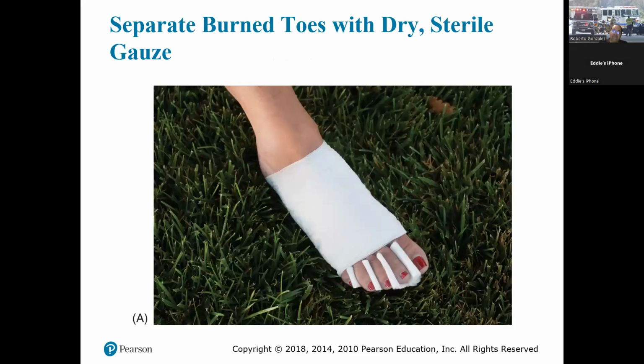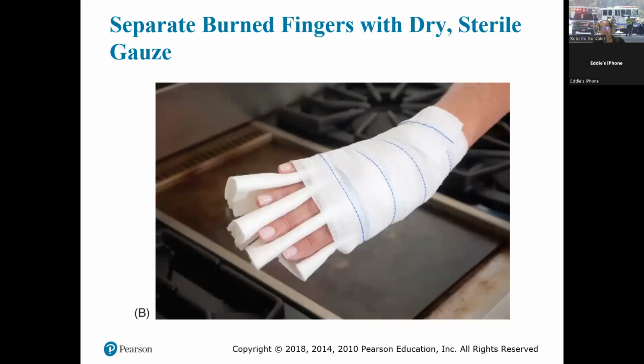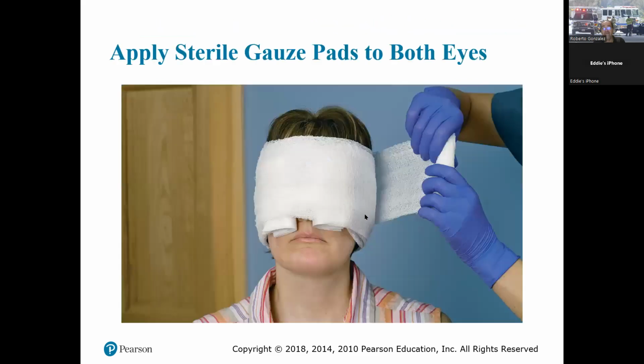Okay, so this is an example of putting the 4x4s in between the fingers so they don't stick. And notice how they left the toes exposed. That's so you can see the coloration of the skin. So if the burn itself is causing any type of circumferential issue, you get to see that there's still circulation going on to the toes or the hands. This is the one to the hand itself. The face, cover both eyes.